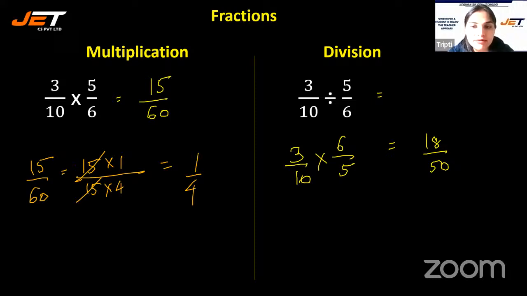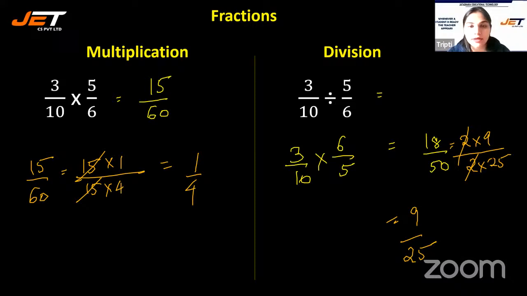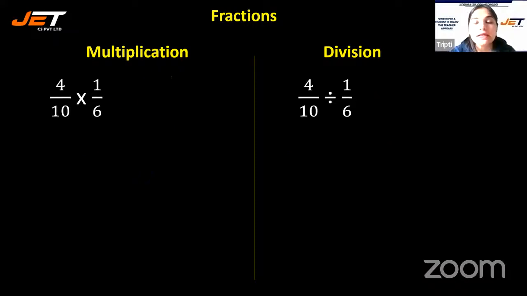Now, 18 by 50 can be written as, first we will try by 2. 2 times 9 is 18 and 2 times 25 is 50. So I can write it as 9 by 25. Okay? All right, let's go to the next one.